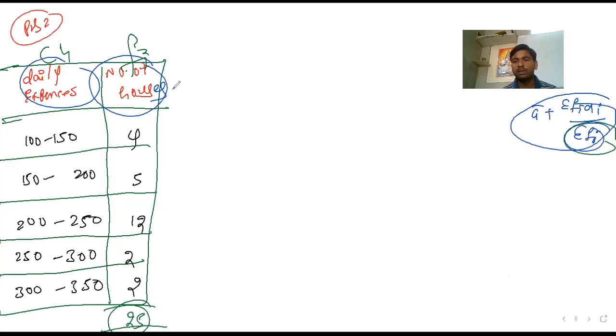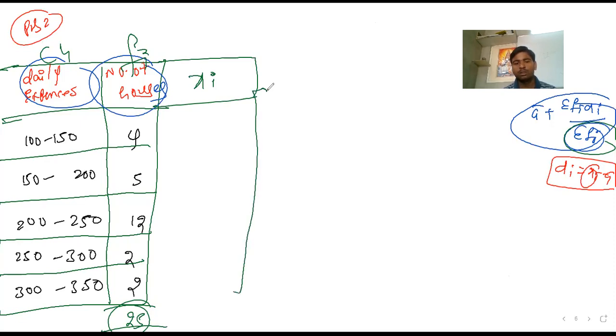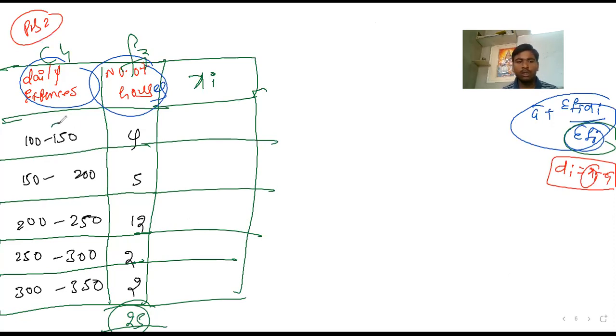Next, first you have to write down the class mark. Di means xi minus a, so first of all you have to write the xi value. Create a separate tabular column for xi, the class mark. How do we calculate a class mark? I told you: lower limit plus upper limit by 2. So 100 plus 150 is 250, and 250 by 2 gives 125.